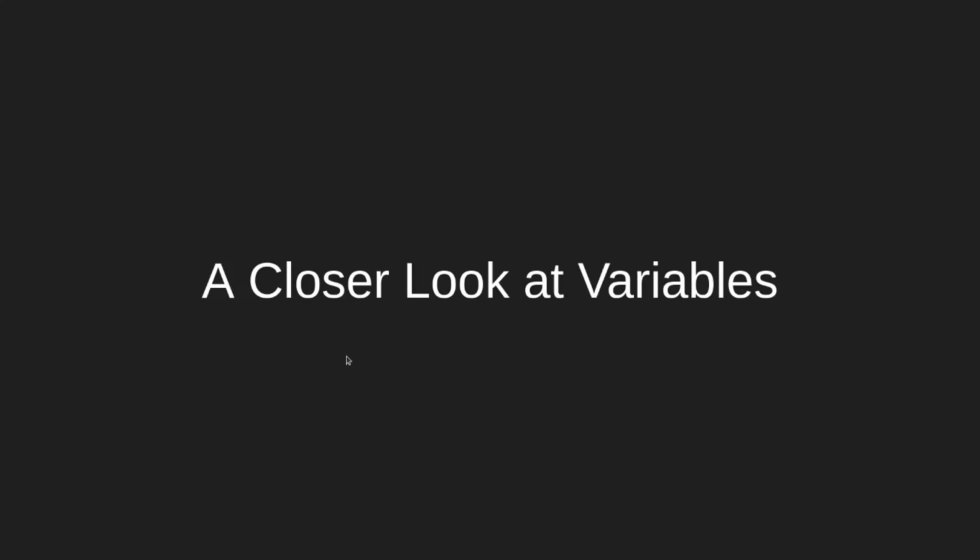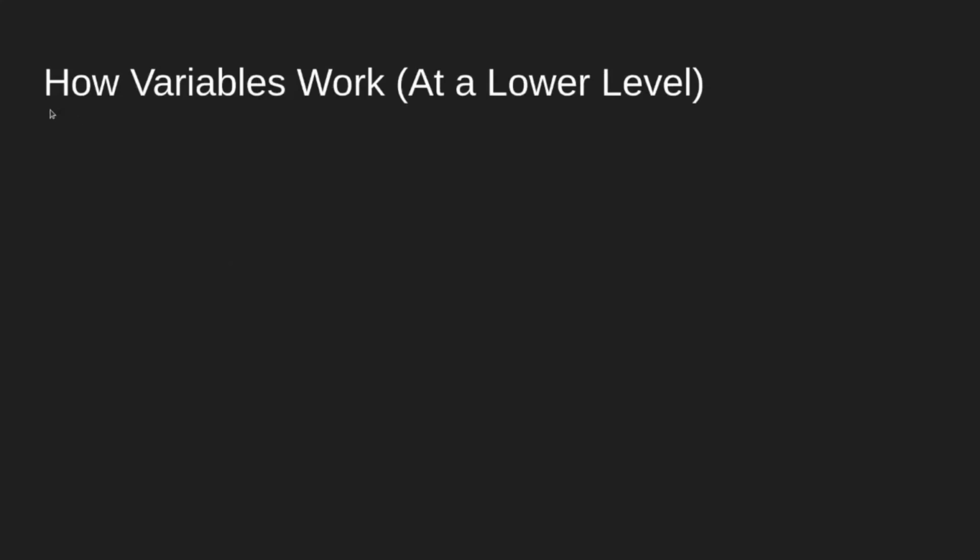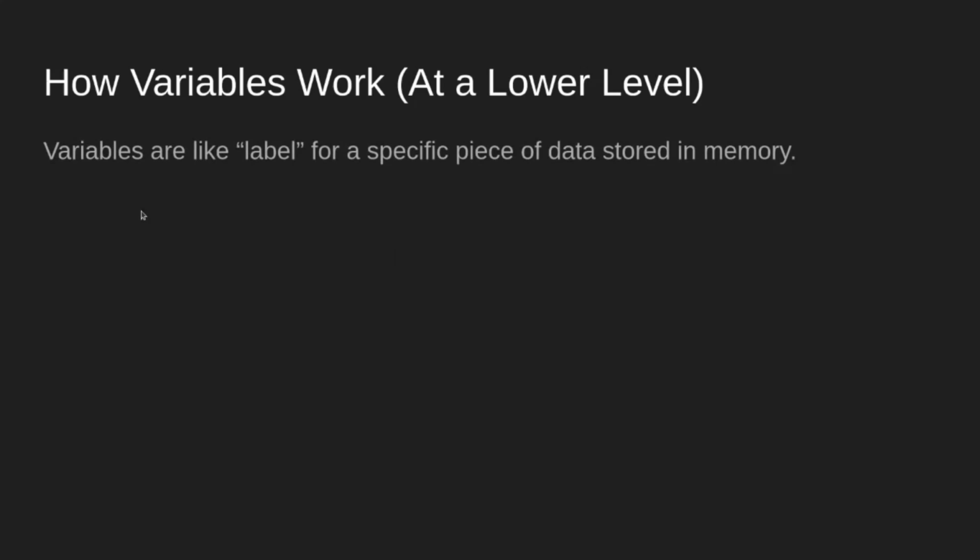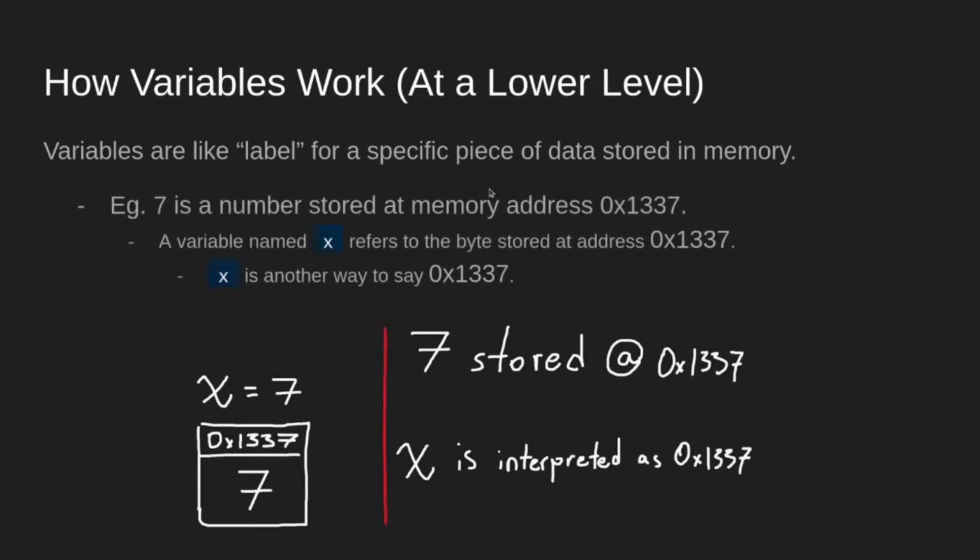So I'm going to be talking about variables. So the first thing I'll talk about is how variables work at a lower level. So we all know that variables are like a label for a specific piece of data stored in memory, right? So for example, if we have 7 stored at address 0x1337, then a variable named x would refer to a byte that's stored at address 0x1337. And in this case, x is just another way to say 0x1337.